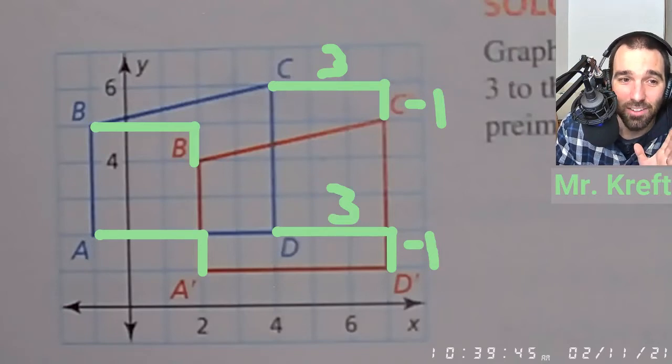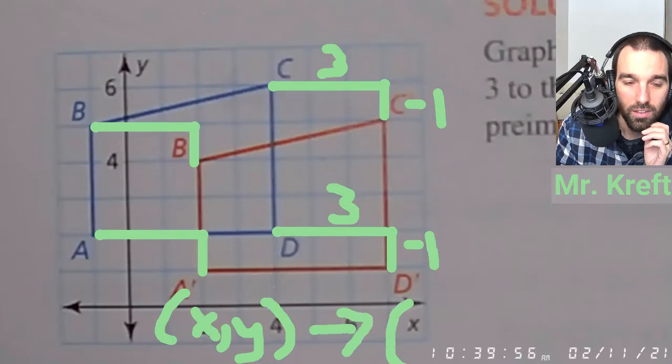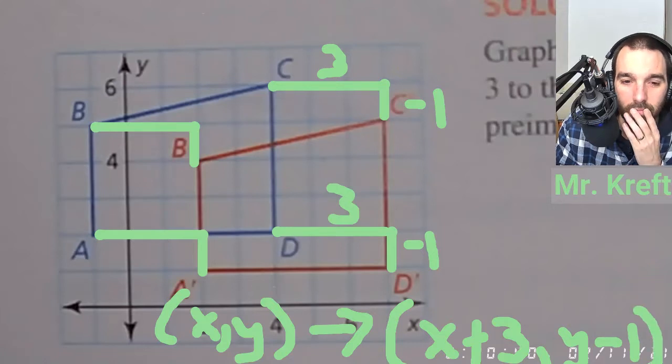So if I wanted to write this as an equation, this is what I would do. I would say I'm taking every point, right? I'm taking every point such that I am going right 3, and I'm going down 1. Okay, and we're gonna keep practicing this, but that's what's going on. So I'm taking every point x, y such that I'm moving right 3 and I'm going down 1.